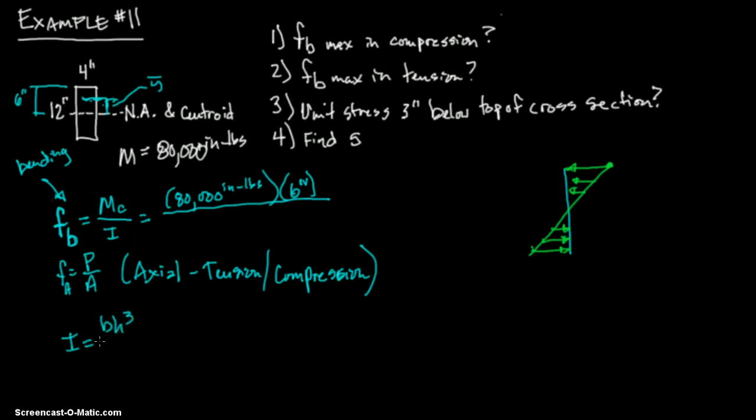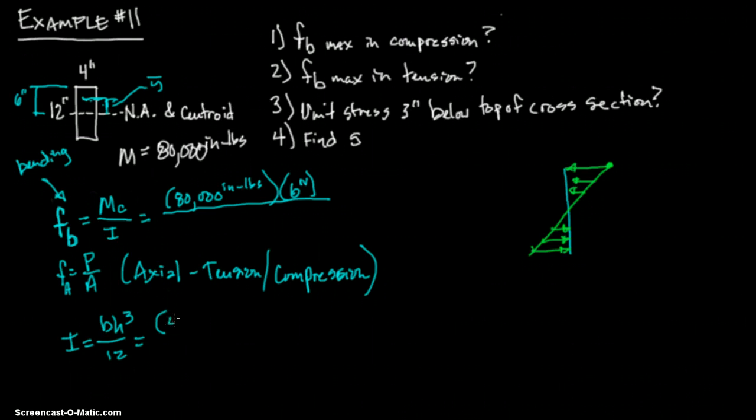But I equals BH cubed over 12, plus AD squared. But remember, we know that AD squared is going to equal 0 because the neutral axis is the same as the centroid of that shape. Hopefully that makes sense. If not, you can work out the whole thing and you'll come up with just BH cubed over 12.